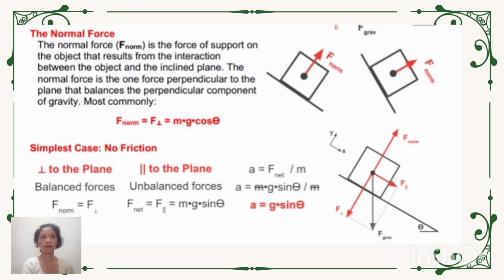Here m represents mass, and g represents acceleration due to gravity.